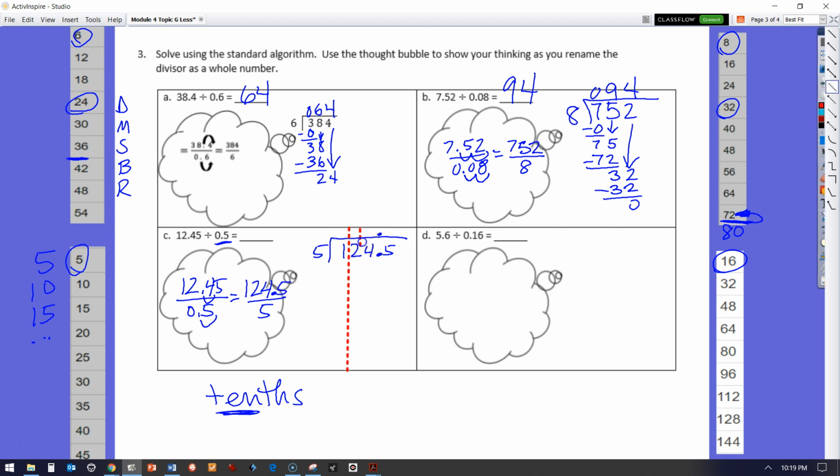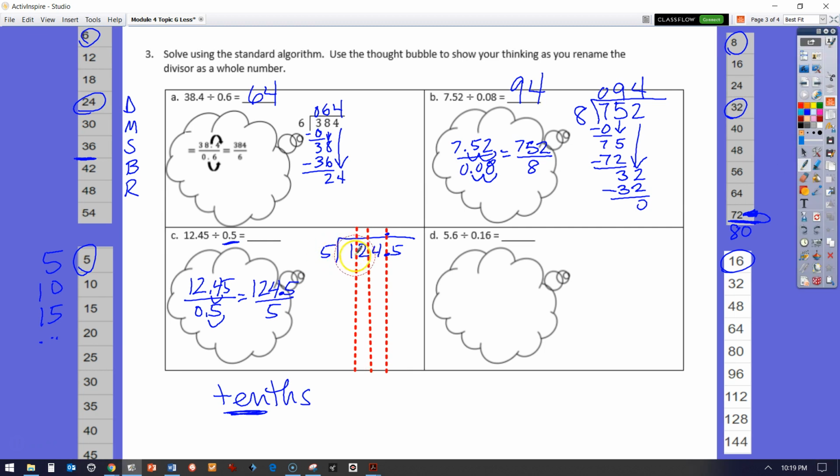You have your hundredths place. I know that's not perfect, but we're going to go with it. That's my story and I'm sticking to it. All right, let's go. Now I have 100 divided by 5. Can I do it? No, I cannot.